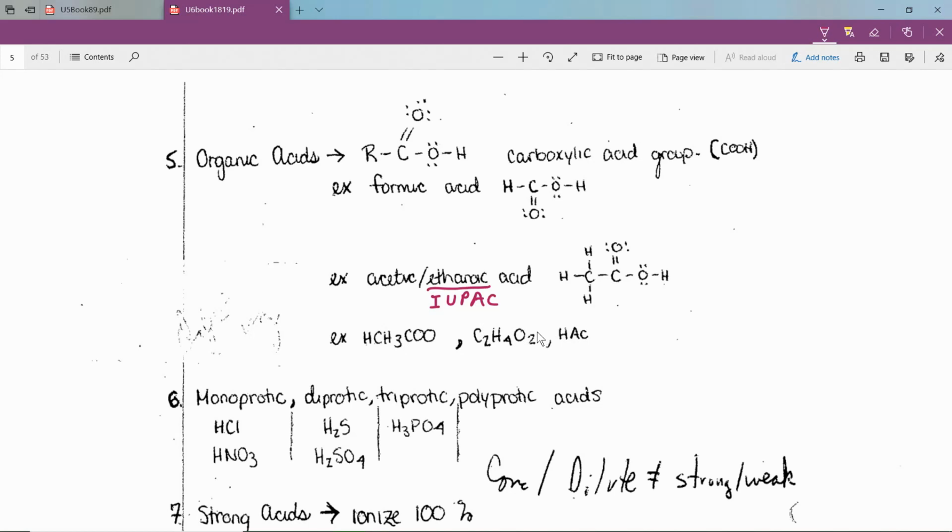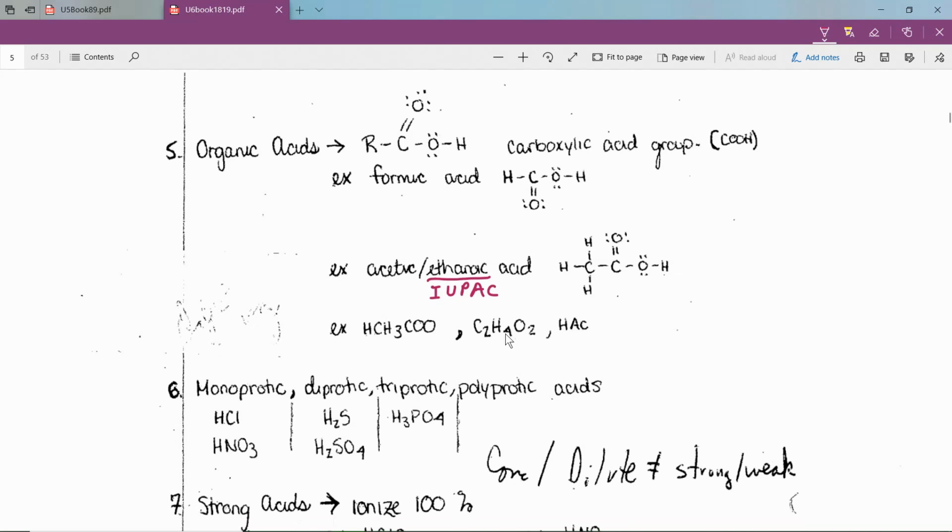How many organic acids are there? There's lots of organic acids. There's like thousands of them, and they're important. They're important in making polymers, making textiles, clothing, biochemical processes. Lots of important reasons why we need organic acids.